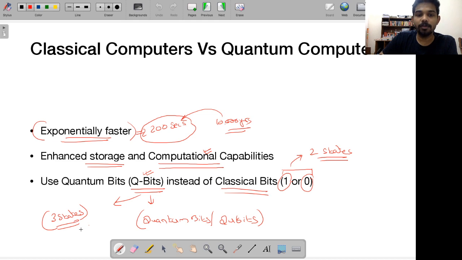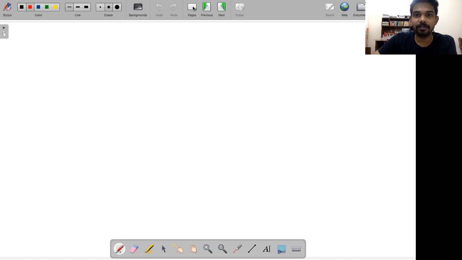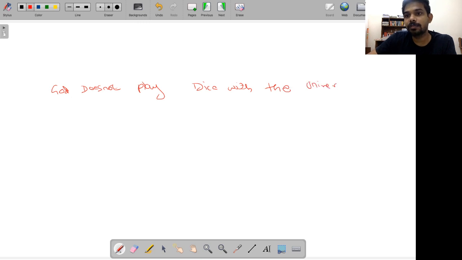Before I explain all the three states, I would like to give you a small example, because when the concept of superposition first evolved, it was very difficult for people working in the field of quantum physics to explain these things. And remember, Albert Einstein never liked quantum physics. You might have heard his very famous quote: "God does not play dice with the universe."